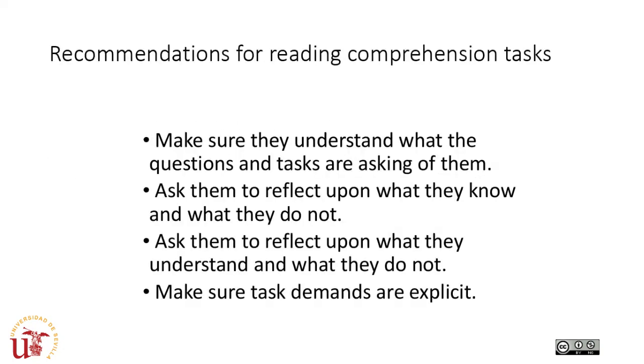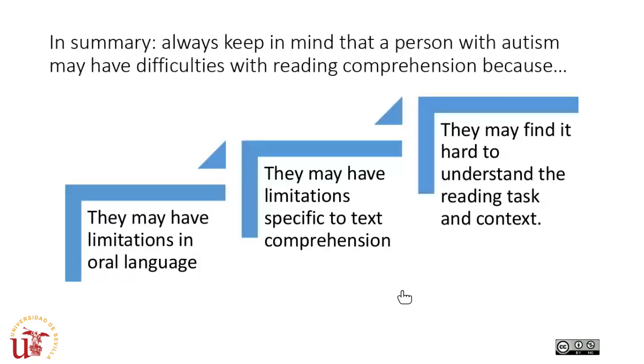So, I think I've already explained this. So, in summary, a person with autism could have difficulties with reading comprehension, even though they seem to be reading perfectly well.